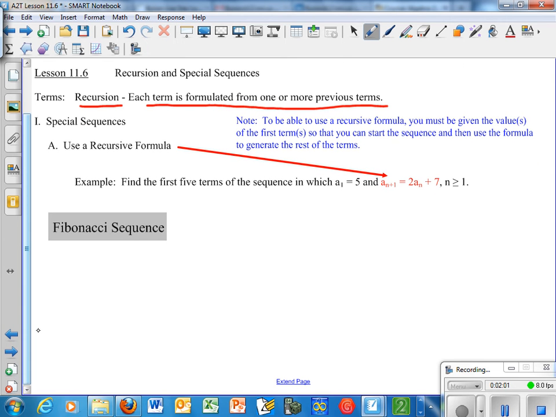Alright, let's look at this first example here. Find the first 5 terms. So we're looking for A1, A2, A3, A4, and A5. And I want you to notice they give me A1. So one of those first 5 we already know. This is the recursive formula right here.